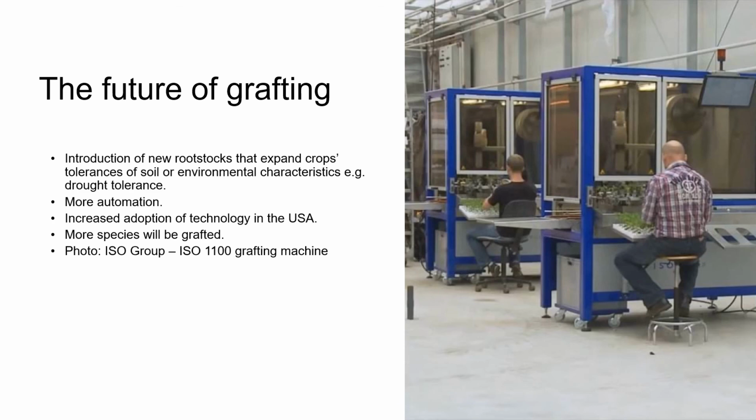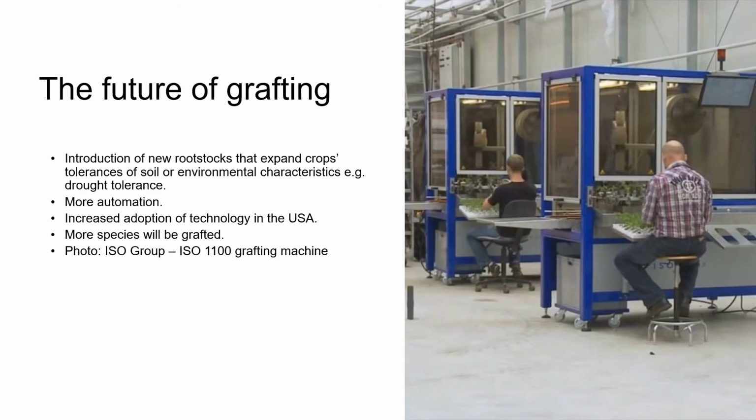An increased number of annual vegetable species are also likely to be grafted. The increasing number of grafted veggie annuals will result in more and more automation of grafting, as it just isn't economically viable for huge numbers of field crops to be grafted by hand.